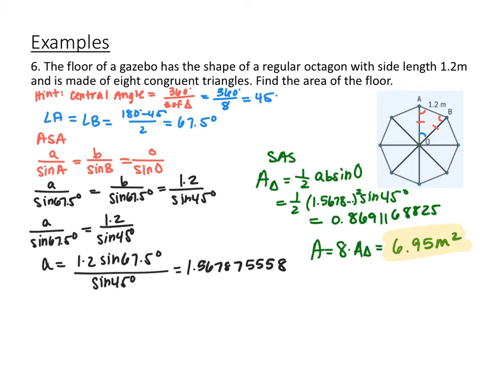And you get the area to be 1/2 this side squared, because you're multiplying it by itself twice, times the sine of 45 degrees. So the area of one triangle would be 0.86911688825 square meters. And there's 8 congruent triangles, so I multiplied that by 8 and got the area of the floor to be 6.95 square meters.